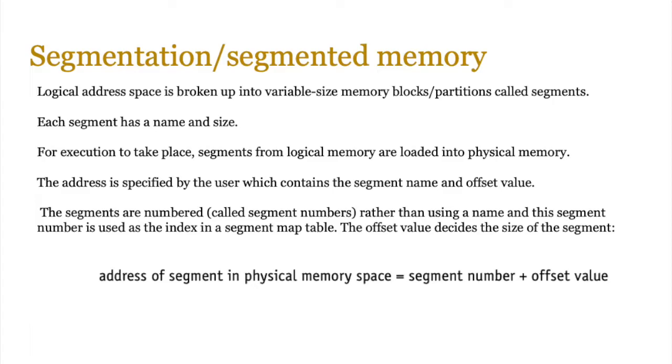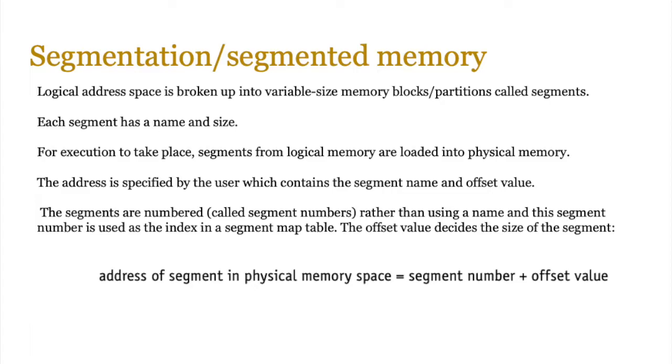In segmentation, logical address space is broken into variable size memory blocks or partitions, which are called segments. So instead of being fixed like paging, we've now got changing blocks depending on the need of the process or the program. Each segment has a name and size, and for execution to take place, segments from logical memory are loaded into physical memory just like paging. Otherwise, everything is the same. The address is specified by the user, which contains the segment name and the offset value. This value decides how big the segment is going to be, so the variable nature of the segment depends on the offset value.